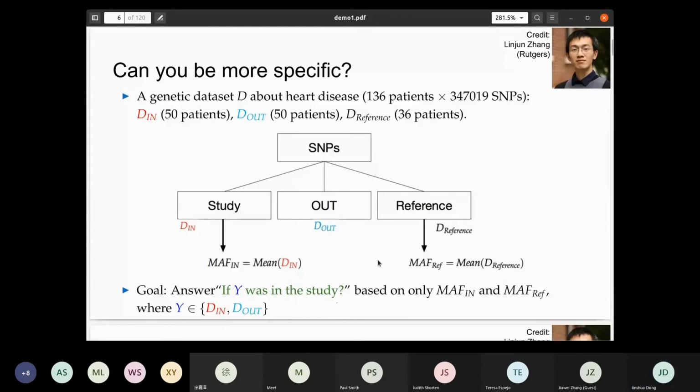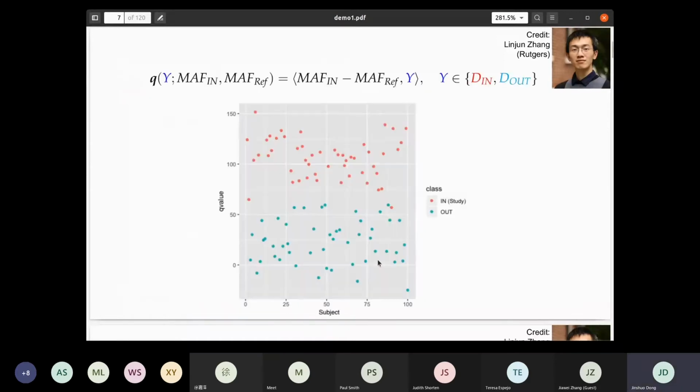That is the question. The answer is we can almost tell it apart for sure. So the process is: this is the sample mean in the hospital data set, and this is the sample mean in the open access data set. We take the difference and the inner product with, say, Joe Biden's data.